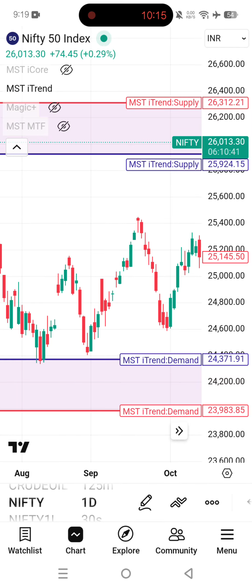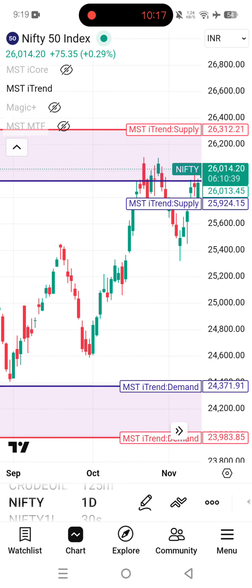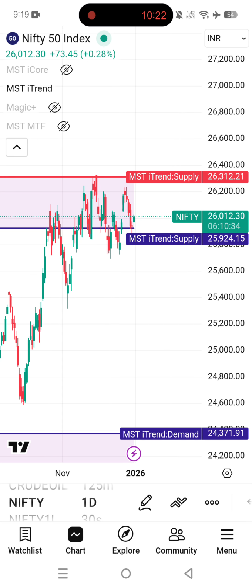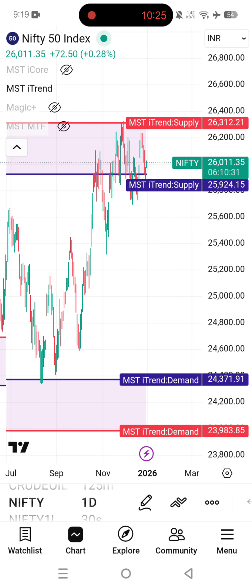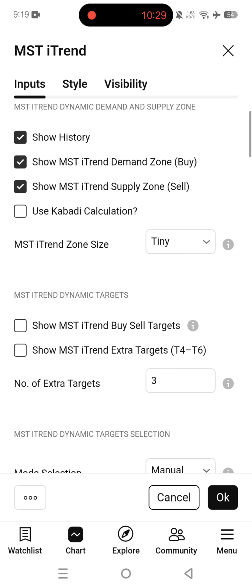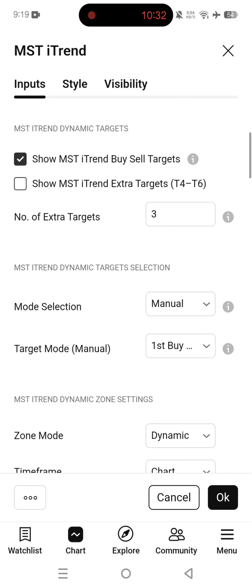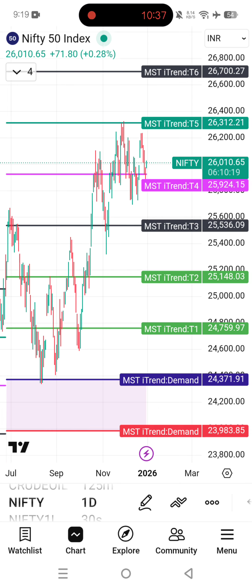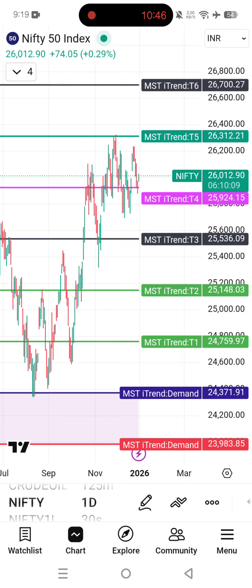So now exactly, we got the buy entry at this place and all the targets have been reached. Once buy is activated, we will not go for the sell entry. Once sell is activated, we will not go for the buy entry. Now go to the settings and enable the targets. How many targets you enable is up to you. I have enabled 3 plus 3, 6 targets. The first target has been achieved, second, third, fourth, and fifth targets also achieved, and we are expecting the sixth target as well in a few days.